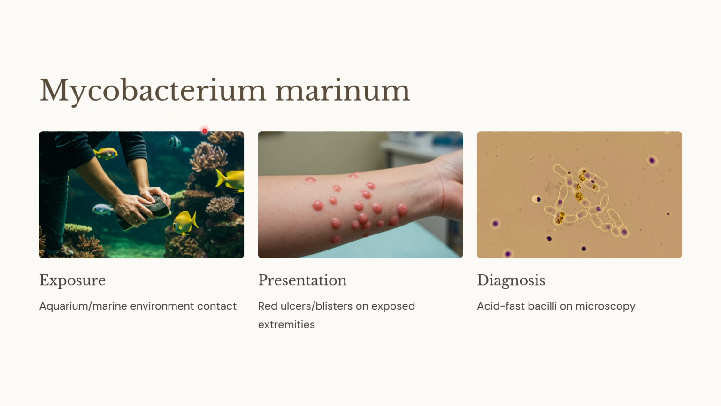What about Mycobacterium marinum? Mycobacterium marinum is an infection which can occur. It is similar to all Mycobacterium. It is also an acid-fast bacillus on microscopy. So here this infection occurs after contact with an aquarium or a marine environment, and they will be presenting with red ulcers or blisters on the exposed extremities.